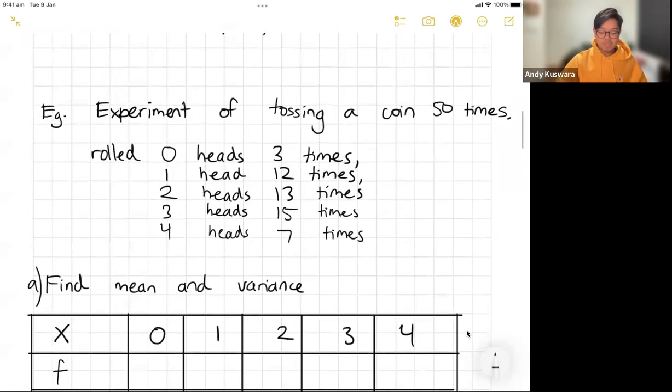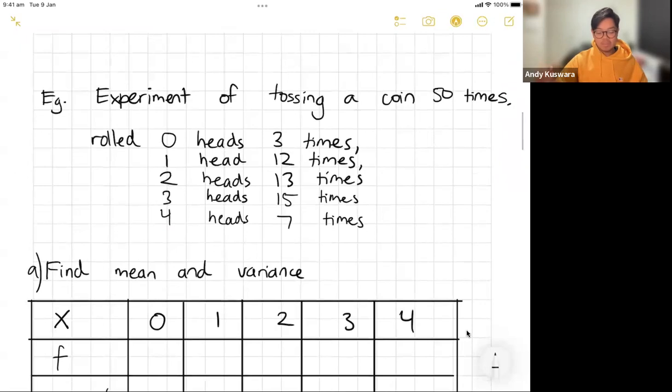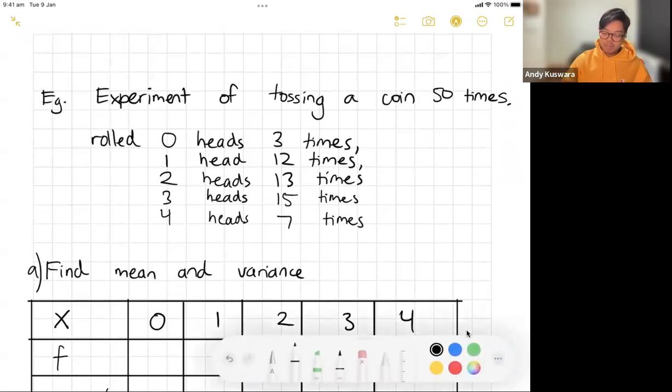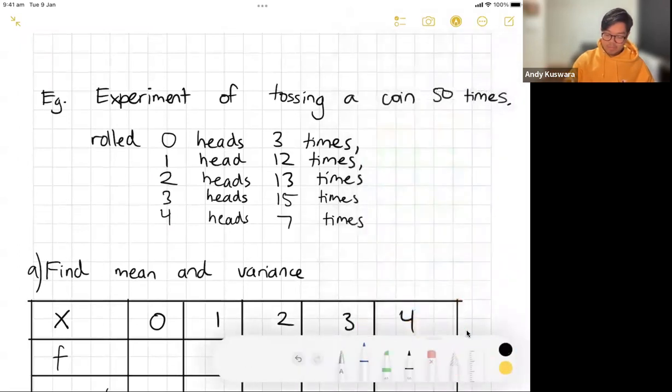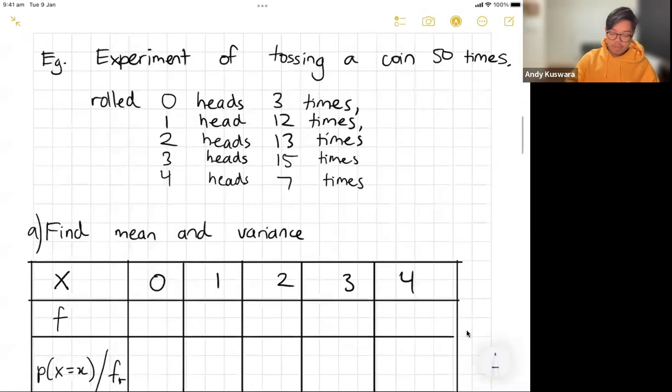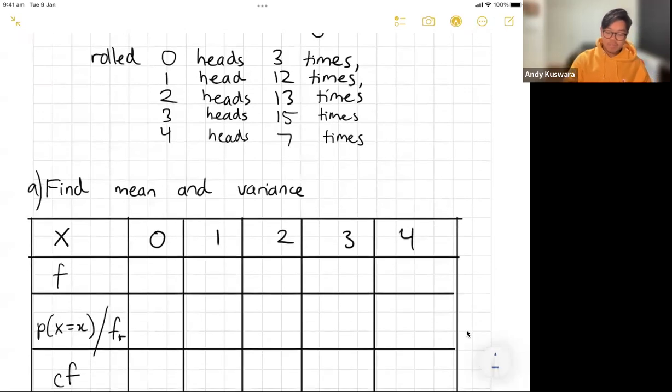Now, X is your score. So in this case, it's going to be 0, 1, 2, 3, 4. That makes sense. F stands for frequency. Frequency means how many times it happens. So for us, and I'm going to write in blue, if we take a look here, how many times did we get 0? Well, it'll be 3. How many times did we get 1? Well, 12, 13, 15, 7.